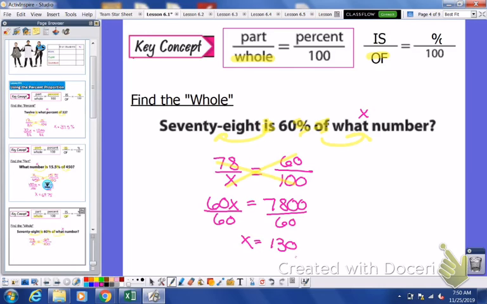Okay, so we've done an example of finding our part, finding our whole, and finding our percent using our percent proportion. Hopefully you guys are able to follow all of that. If not, make sure you come to class with questions tomorrow.